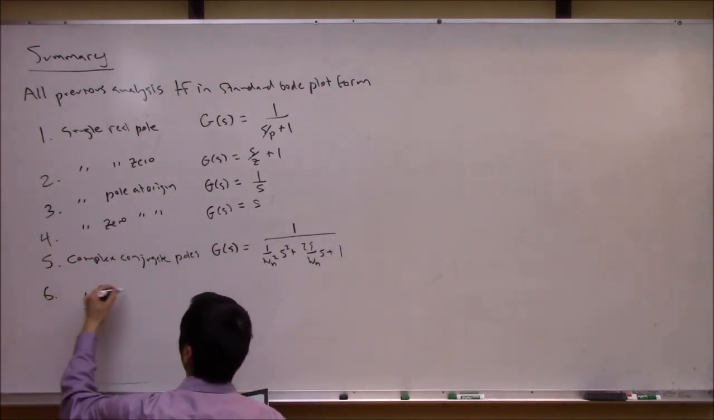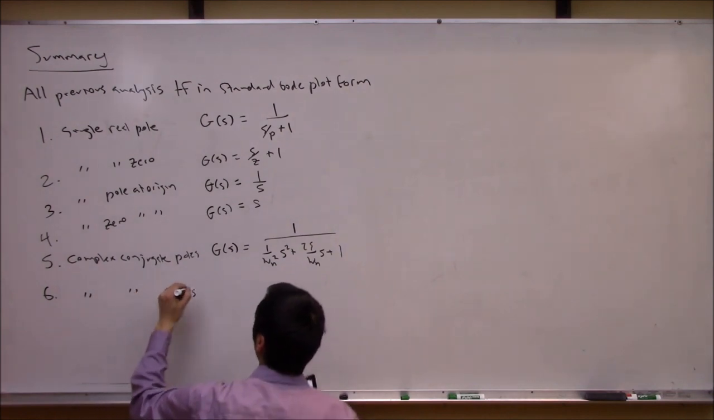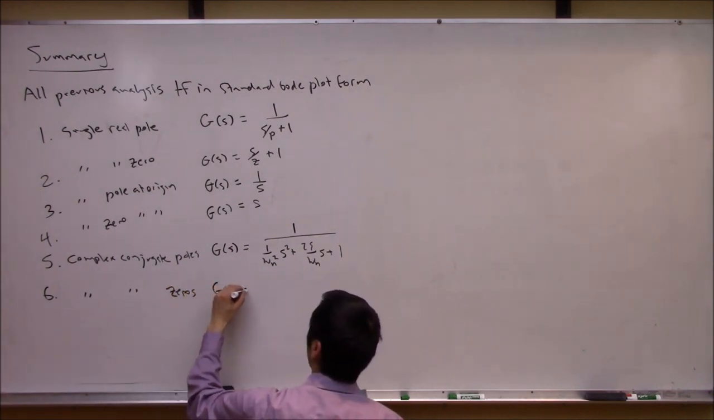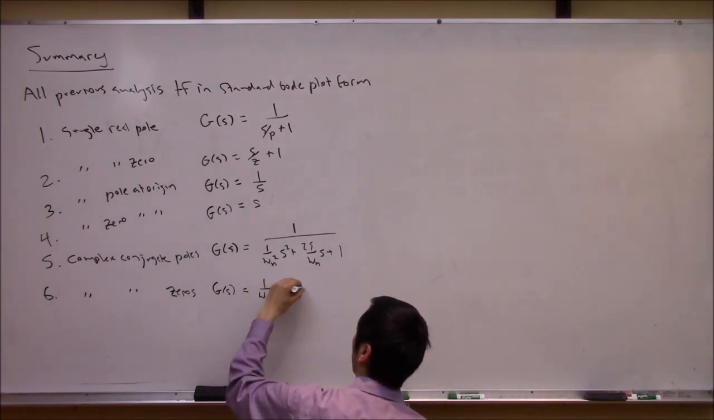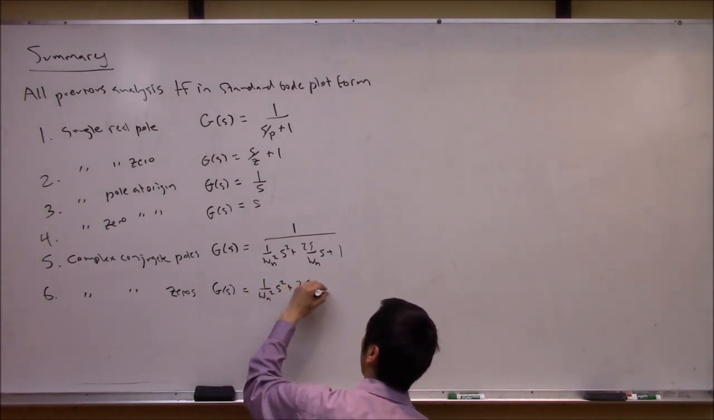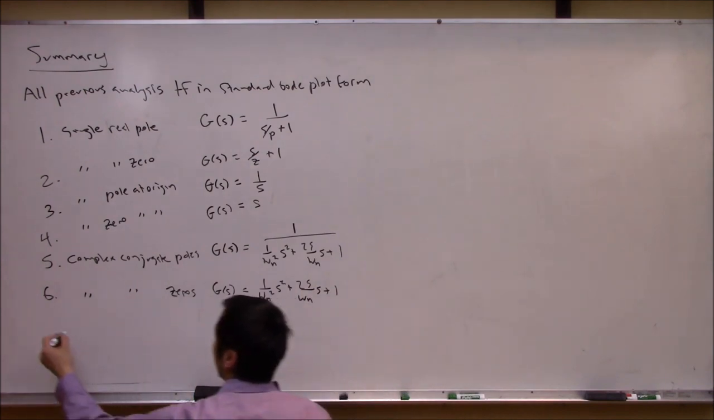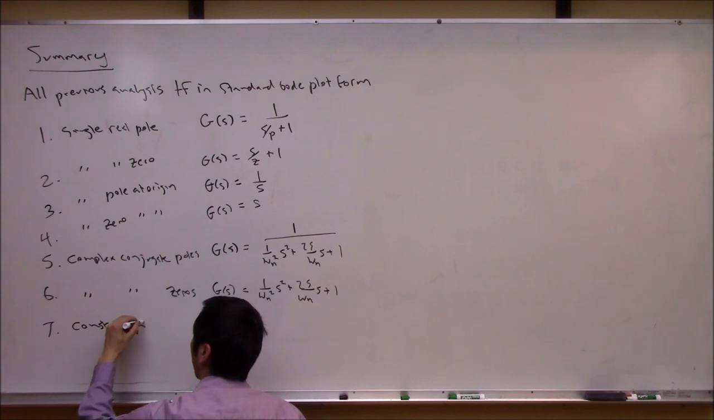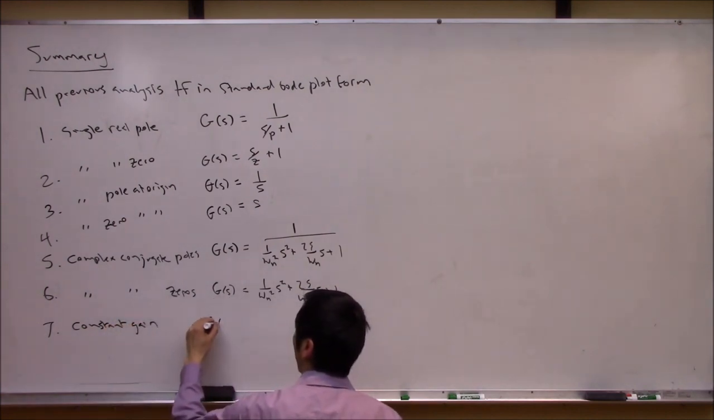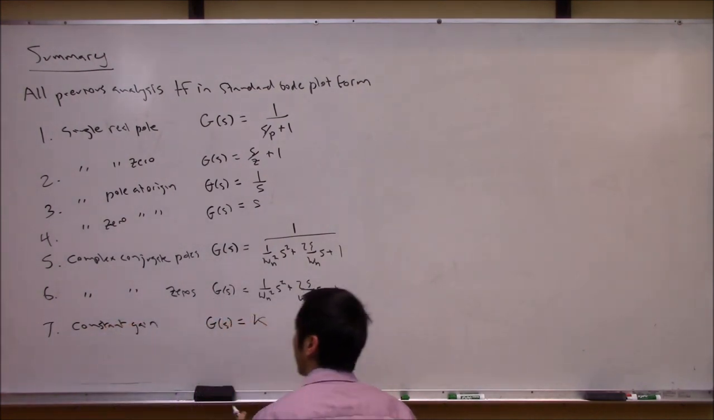Okay, and then we looked at complex conjugate zeros, which was very similar: 1 over omega n squared s squared plus 2 zeta over omega n s plus 1. And then finally, we looked at a constant gain, where you just had a k here, okay?